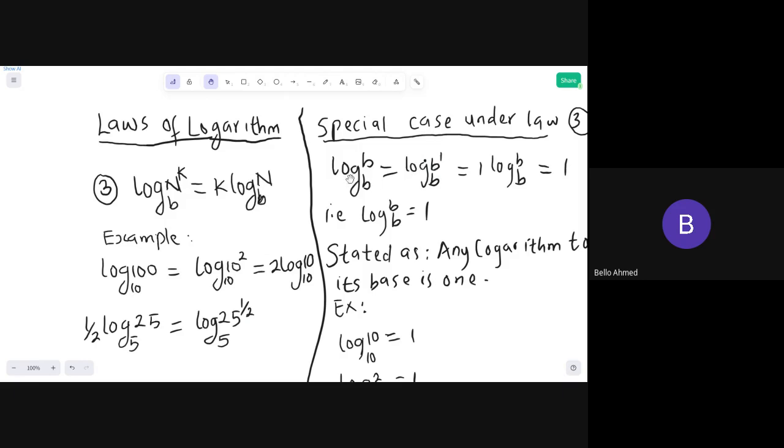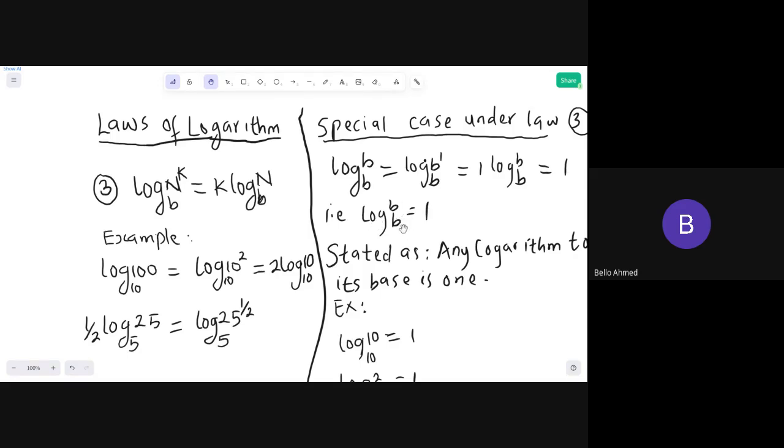So the logarithm of b base b is equal to the logarithm of b raised to the power 1 base b. The 1 does not mean anything; we're just using it to prove something here. According to the law that we did earlier, this 1 is going to come to the front, right? Good. And then we are going to have 1 times the logarithm of b base b. If this is equal to 1, definitely the logarithm of b base b must also give us 1, so that 1 times 1 gives us 1. That is, we are saying that the logarithm of b base b is equal to 1.